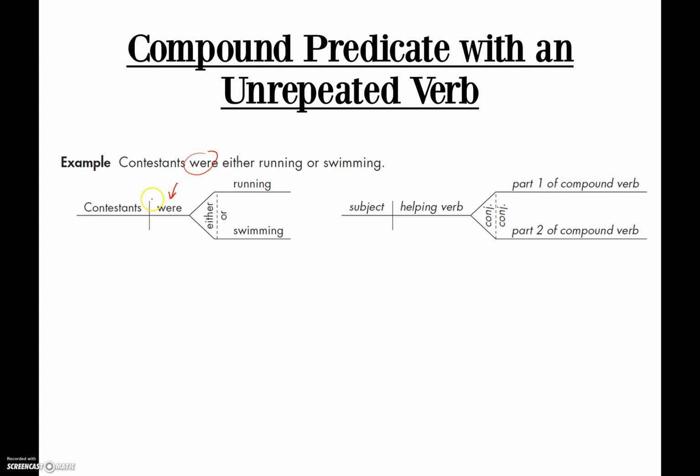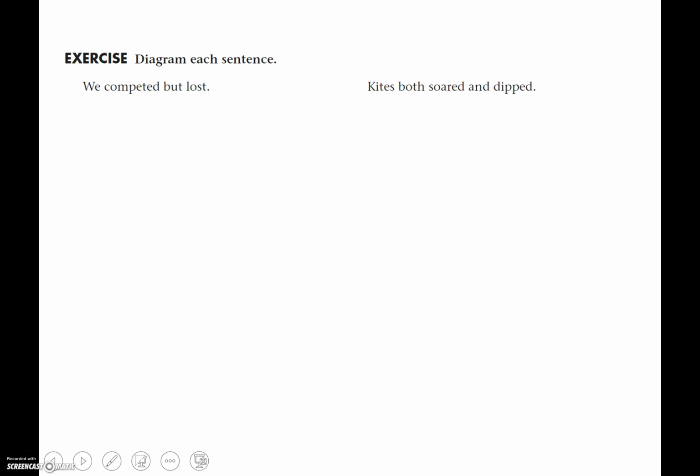So as you can see here, after you have that vertical line and begin your predicate, you've got were, and then the diagram begins to branch off into the two prongs of the fork. Everything else in this one is the same. Go ahead and pause the video again, take a moment to diagram these two practice sentences, and then continue by hitting play to check your work.